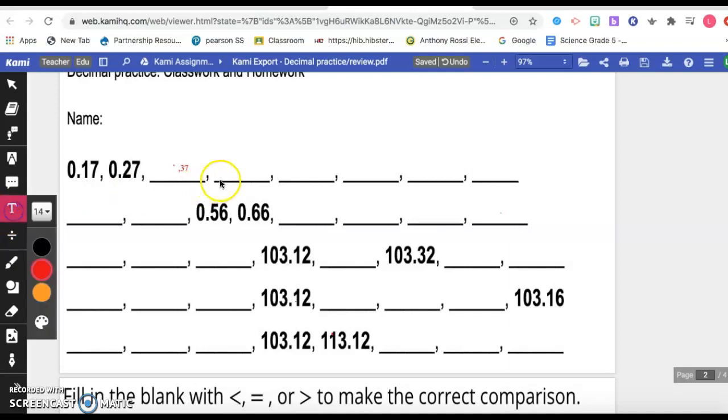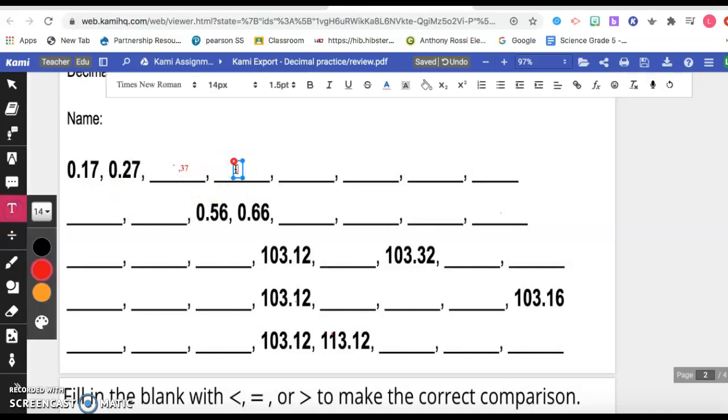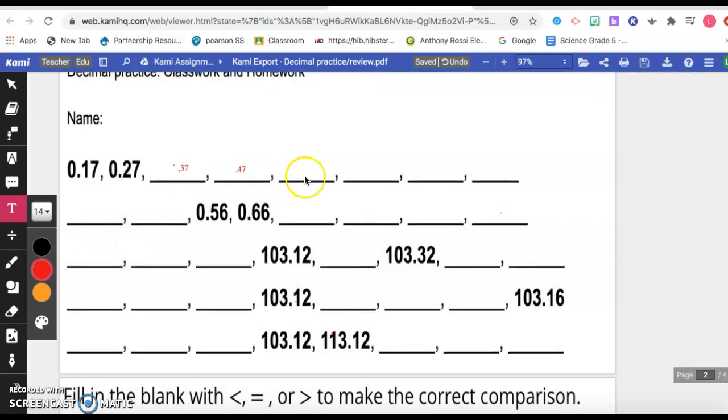And then 47 hundredths. As you can see, I am using a text box to type in the numbers. You can use any color you want. I'm okay with any of them. And you're going to continue the pattern.